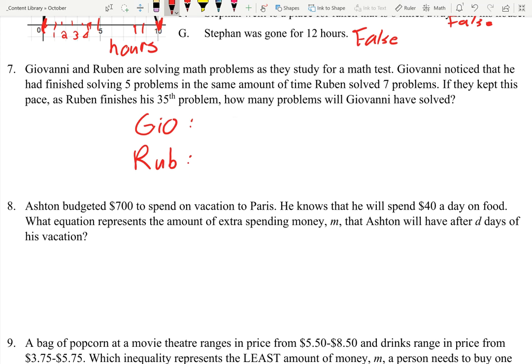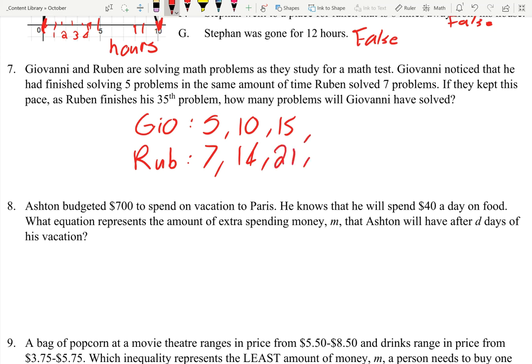Okay, so remember, in the same period of time, Gio will solve 5 problems, Ruben will solve 7. We don't know how long it is, but it doesn't matter. We just know how many they solve over that time. If they do the same period of time, Gio will do another 5 problems, meaning he'll be at 10, and Ruben will do another 7 problems, meaning he'll be at 14. Again, over the same period of time, Gio will do another 5 problems, which makes his total now 15, and Ruben will do another 7 problems, making his total 21.